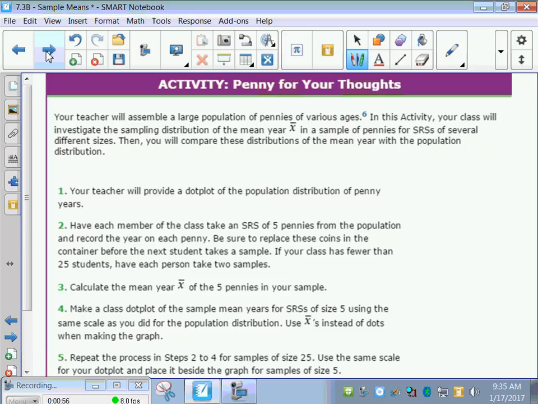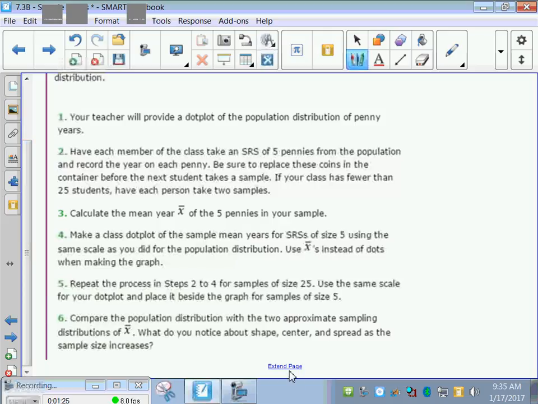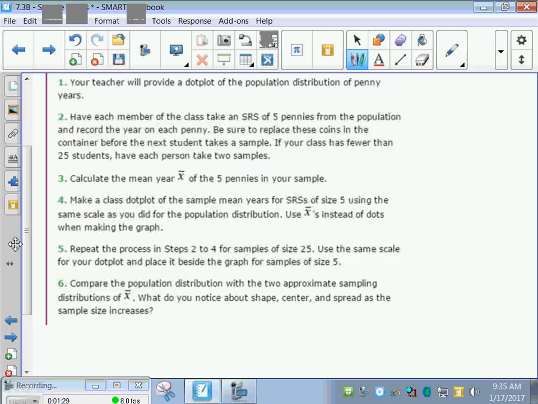Your teacher will assemble a large population of pennies of various ages. In this activity, your class will investigate the sampling distribution of the mean year, x bar, in a sample of pennies for simple random samples of several different sizes. Then you will compare these distributions of the mean year with the population distribution. Your teacher will provide a dot plot of the population distribution, oh, I didn't do that. And have each member take a simple random sample of 5 pennies.